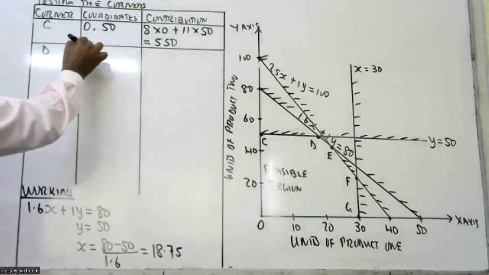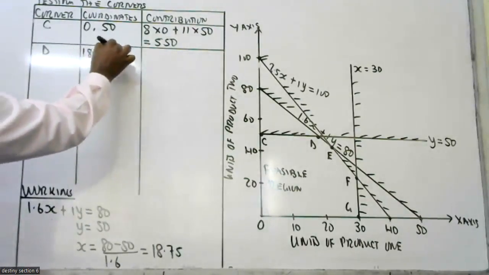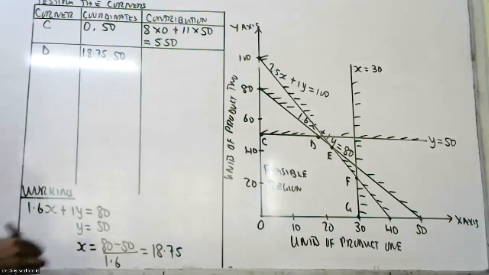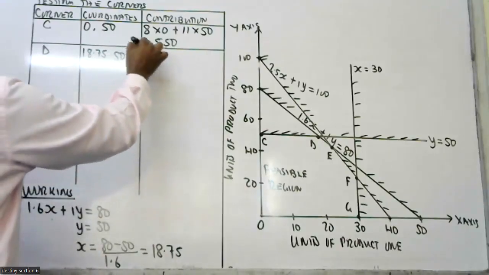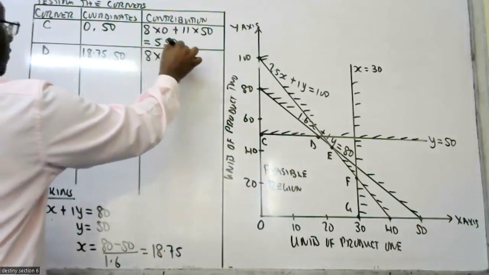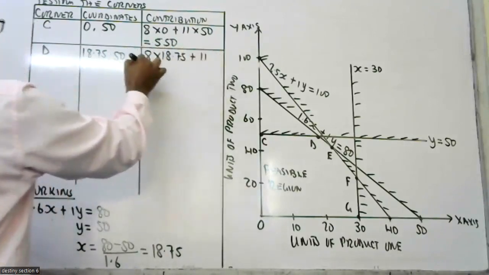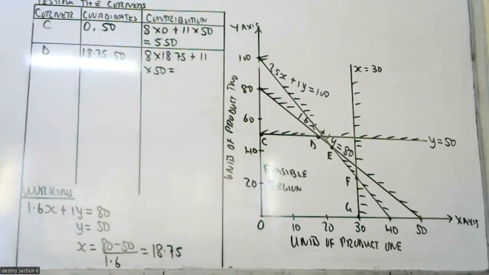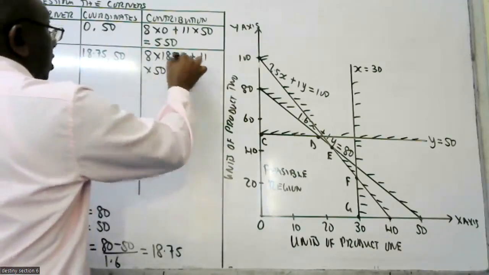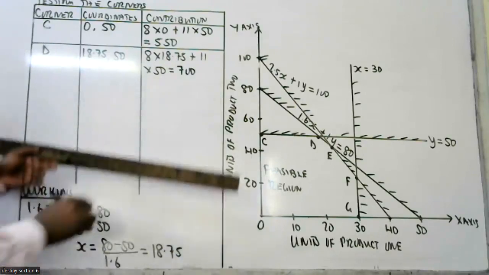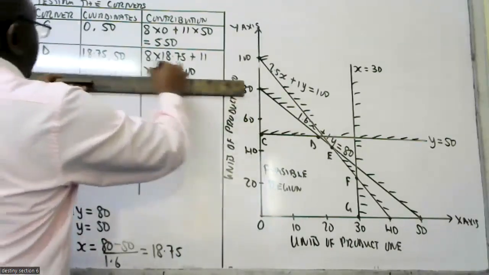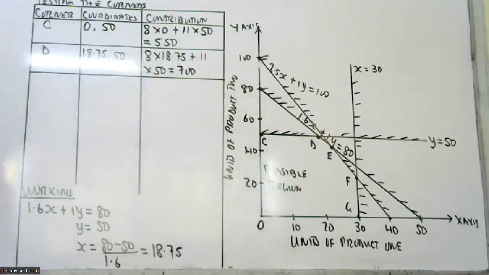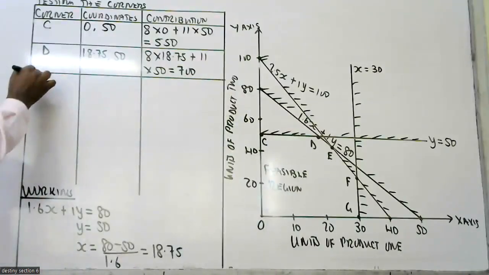So here x is 18.75 versus 50. So then I would say 8 times 18.75 plus 11 times 50 is 700. So this one is giving me a profit of 700. I go to corner E.